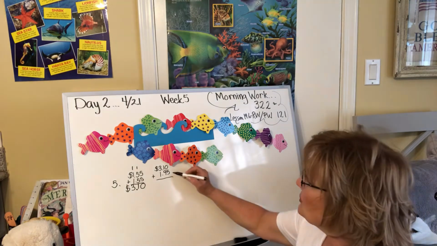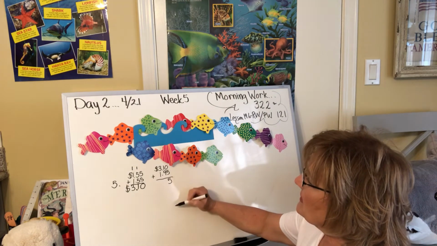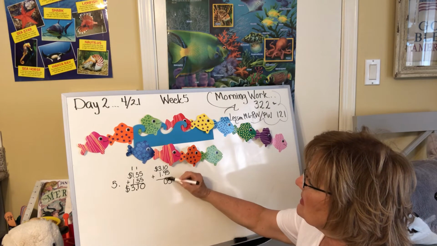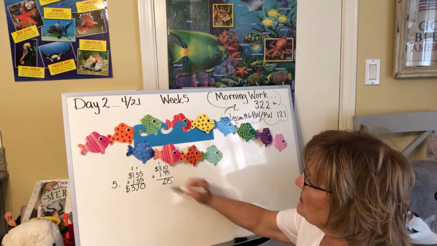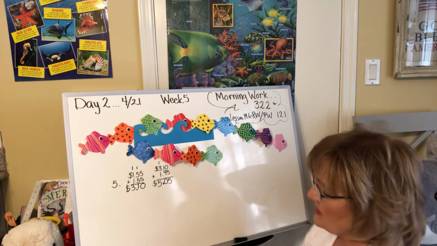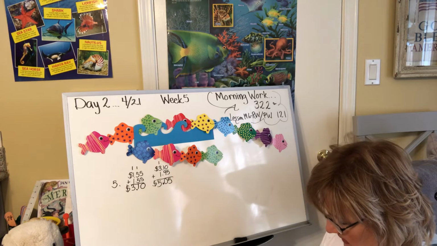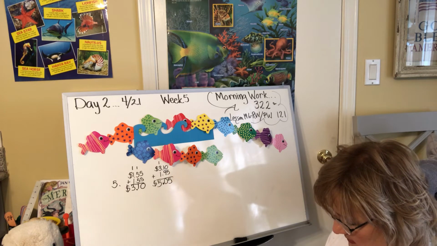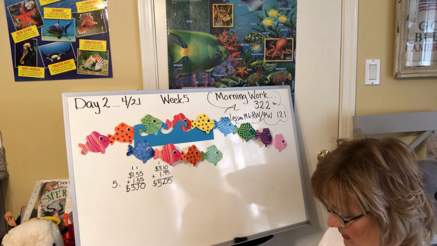All right, did you get 0 plus 5 is 5? 9 plus 1 is 10. Carry the 1. Drop your decimal point. 3, 4, 5. How much does she spend altogether? $5.05. Okay? And there's no other line to write that.